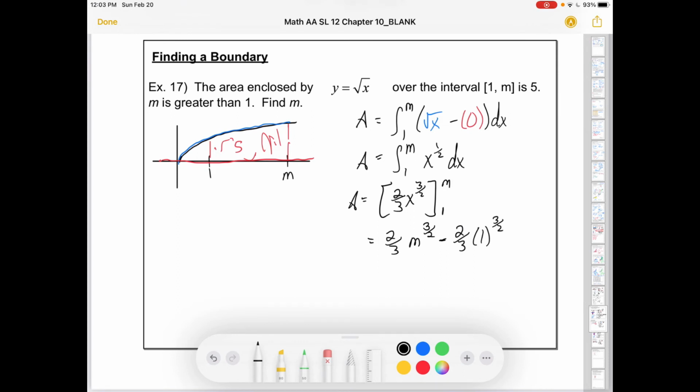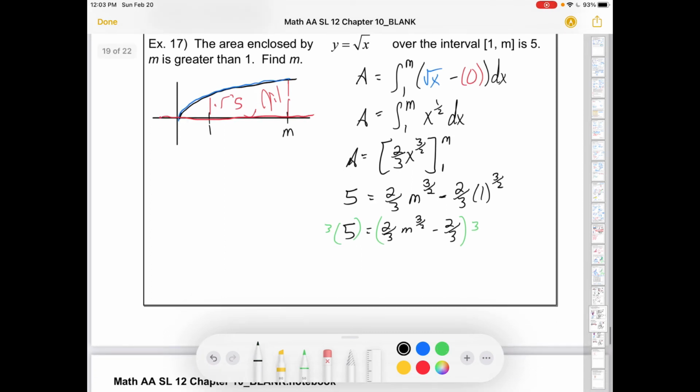And what we know is that this area here is 5. So that gives us 2/3 m to the 3 over 2 minus 2/3. 1 to the 3 over 2 is just 1. I hate these fractions, so I'm going to times both sides by 3. I think that will make my life easier. And at this point, it's just kind of algebraic stuff.